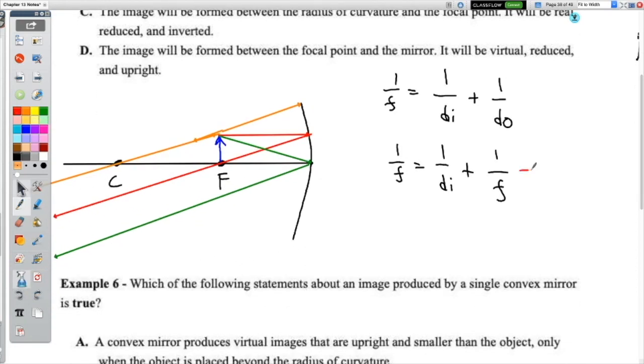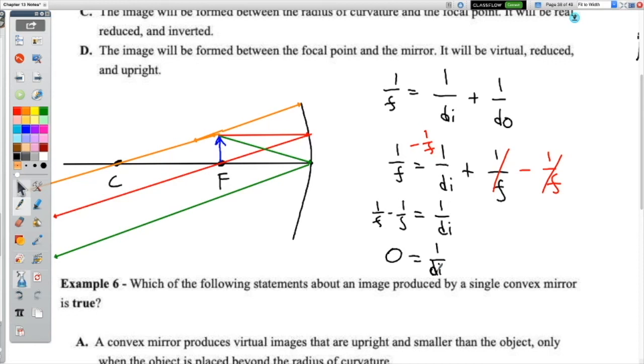Now look at this. Let's solve this for di like we wanted. So 1 over f minus 1 over f equals 1 over di. Do you see what's happening here? What's 1 over f minus 1 over f? 0. So 0 equals 1 over di. There is only one number that you can put in and get 0. 1 over something, and it's not even a number, it's a concept, right? 1 over even 10 quadrillion is not 0.